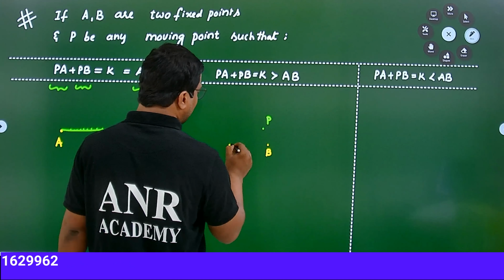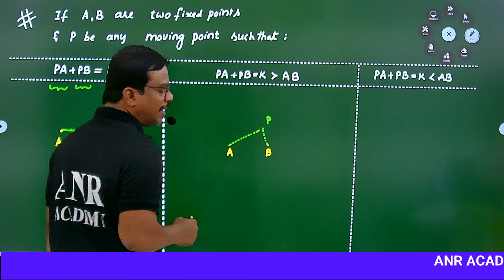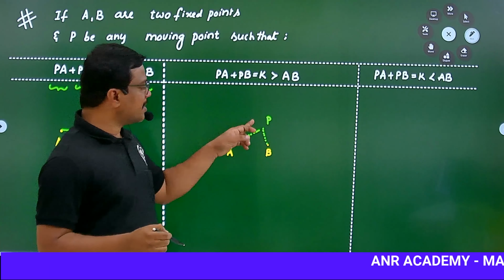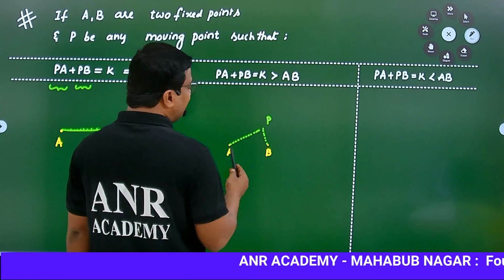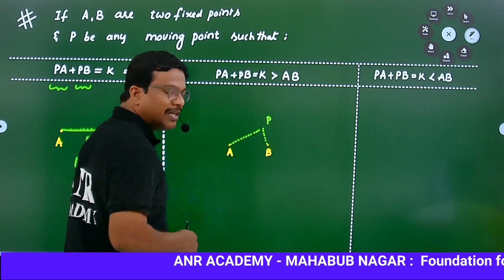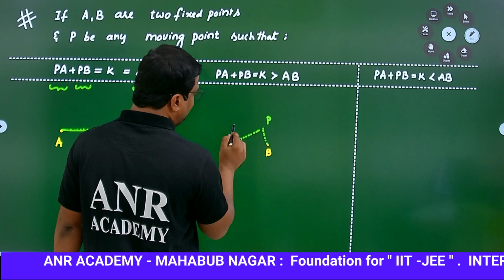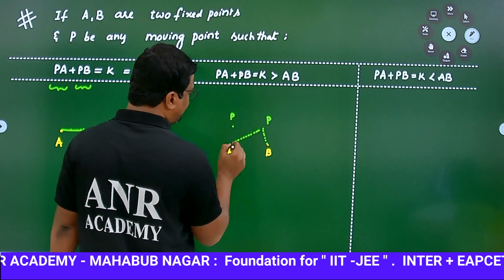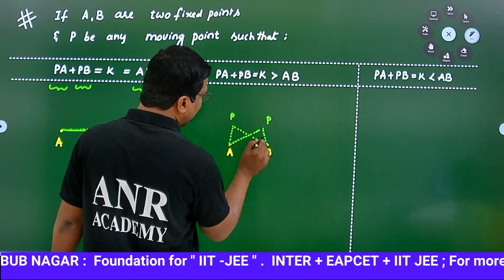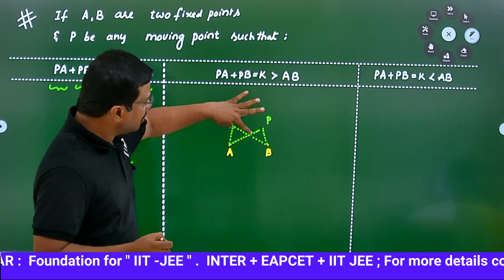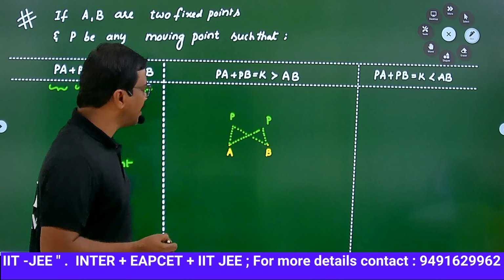Then what happens? Observe, this is the distance PA and this is the distance PB. And this distance PA plus PB, sum of these two always greater than the distance between A and B. This is true in this case. Next, in the same manner, if I select the point P here, P to A and P to B, if you join, sum of these two distances always greater than the distance from A to B.